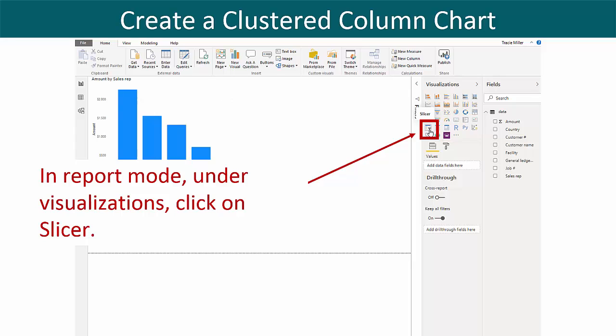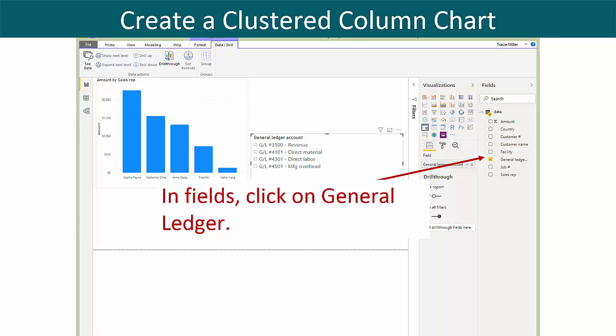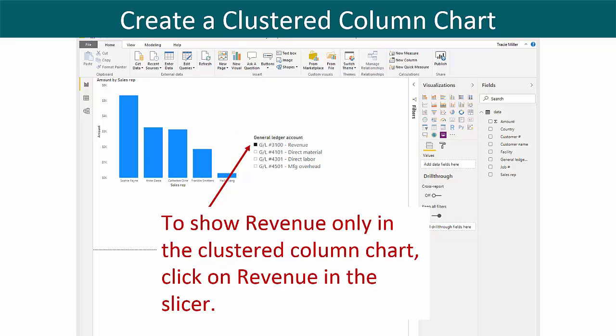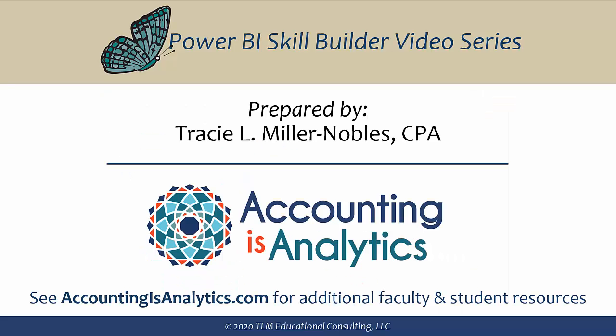To do this, in report mode, under visualizations, click on slicer. In the fields area, click on general ledger. To show revenue only in the clustered column chart, click on revenue in the slicer. That's it, we're done.